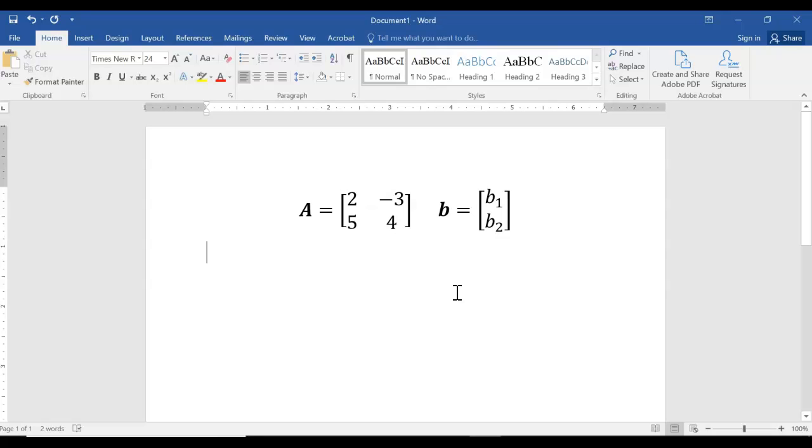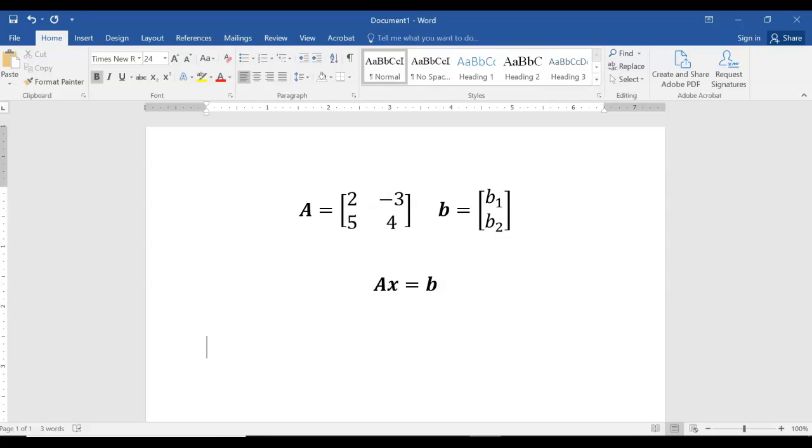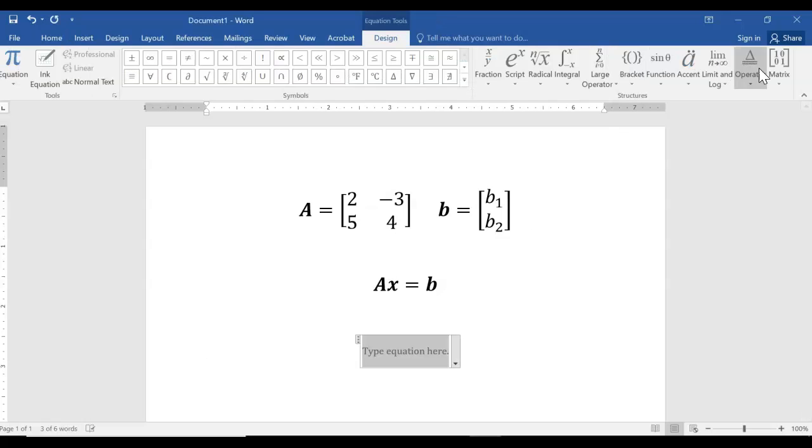And remember, we're trying to find a solution to this matrix equation. Can we find an x which works for that matrix equation? Now, what we would have done before is create an augmented matrix, specifically with 2 rows and 3 columns. And then we would have row reduced it. 2, -3, and then B1. Just a second, I'll unbold those. 5, 4, B2.